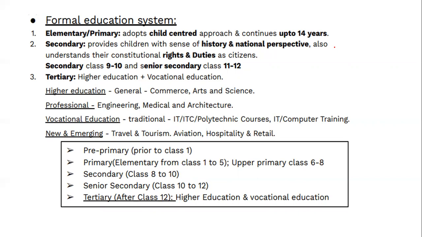So when we say higher education, that is commerce, arts and science, professional education, engineering and medical. Then we have vocational education, that is specialized education, and new and emerging education, that is tourism, aviation, hospitality, and retail industry. So this is what the actual structure is. So when we say formal, elementary, secondary education and tertiary education are apart. So how tertiary education is divided, you should have a clear understanding of that also. It can come in the form of match the following. We should be able to properly understand it.